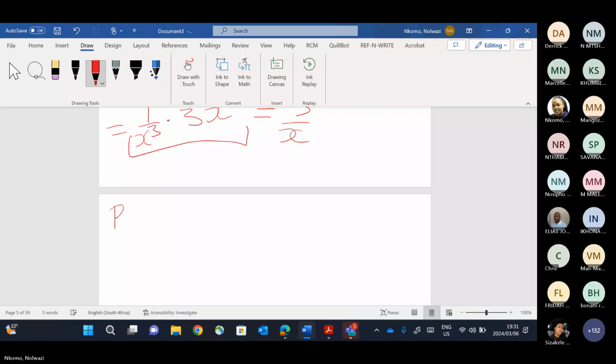Okay, rule 8 is called the quotient rule.